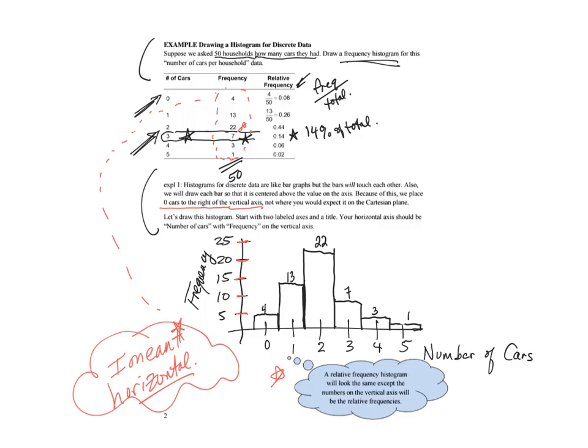And that's our histogram. Just like a bar graph, a relative histogram will look the same, except the numbers on the vertical axis will be the relative frequencies. I won't bother showing that, but I think you can picture it. I also want to point out that one of the qualities of a histogram is that the bars are centered on those values. So you'll notice that bar here for 2 cars is actually centered around where I put the tick mark for 2. So that is actually kind of important.